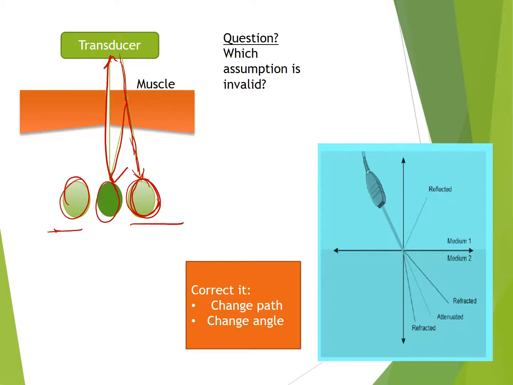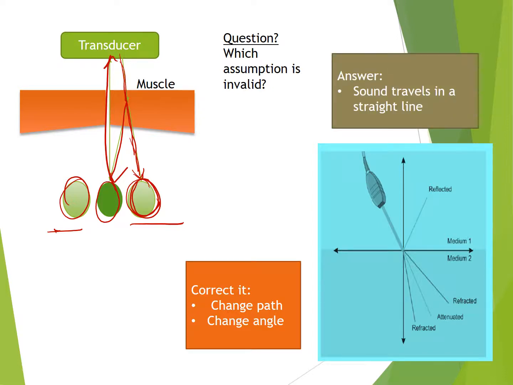So which assumption is invalid? That sound is traveled again in a straight line. To correct it, we're going to either change the path, we're going to move our transducer off to the side, or change the angle that we're coming in at the anatomy.